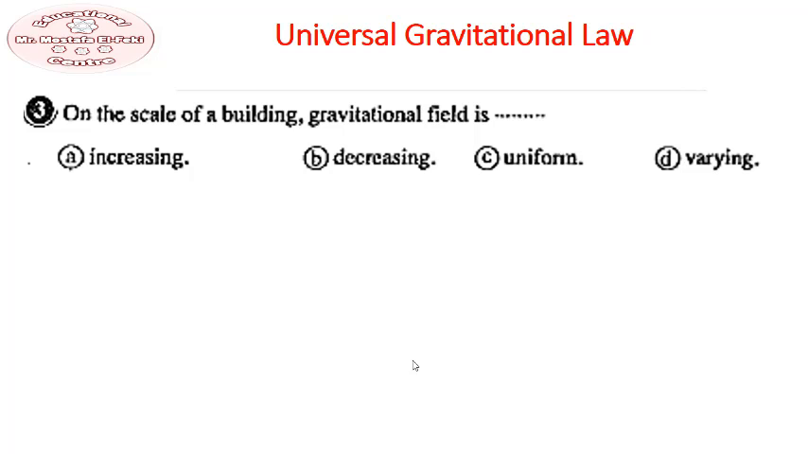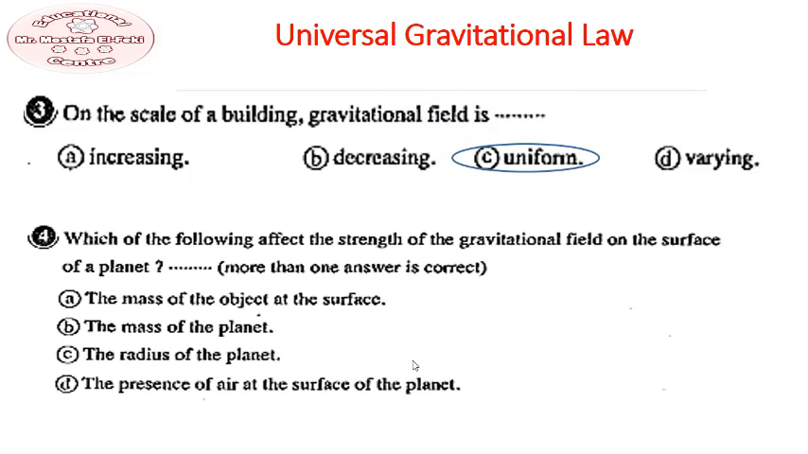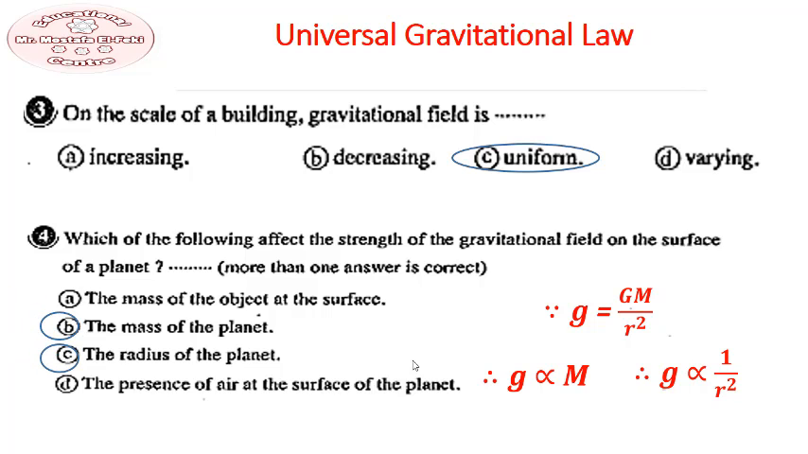On the scale of a building, the gravitational field intensity is constant or uniform. Which of the following affect the strength of the gravitational field on the surface of the planet? The relation g equals GM divided by r to the power of 2. Then g is directly proportional to the mass of the planet and inversely proportional to the square of the distance or the radius of the planet. Then the correct answer is the mass and the radius.